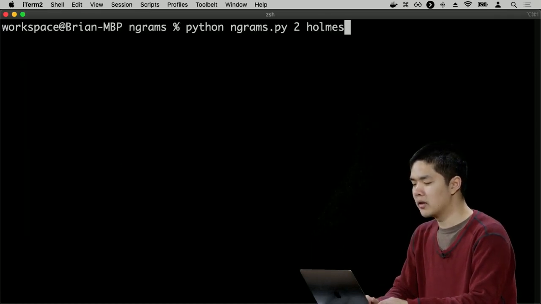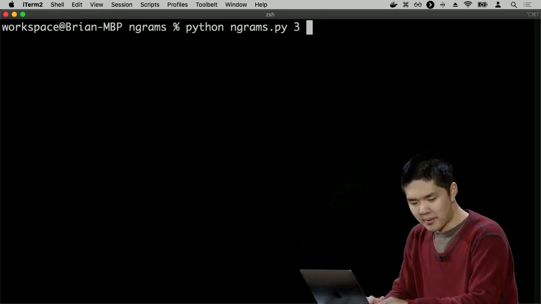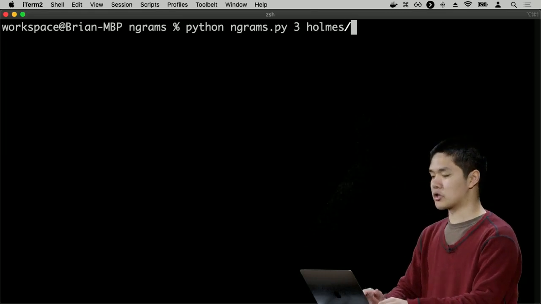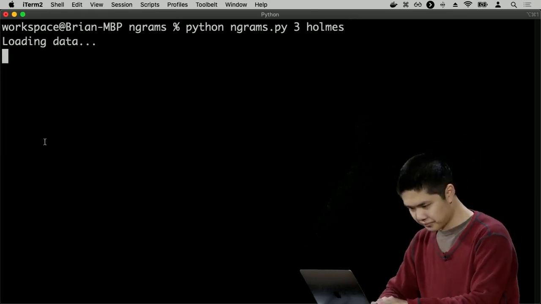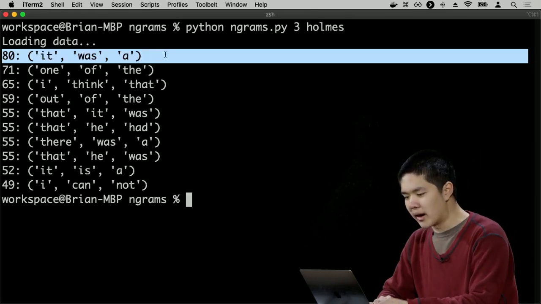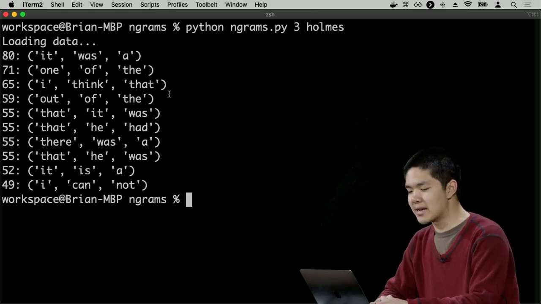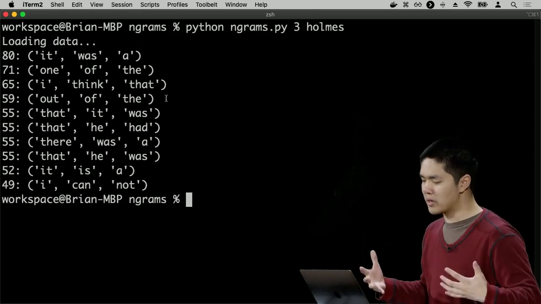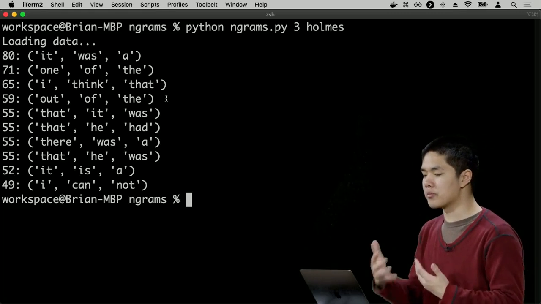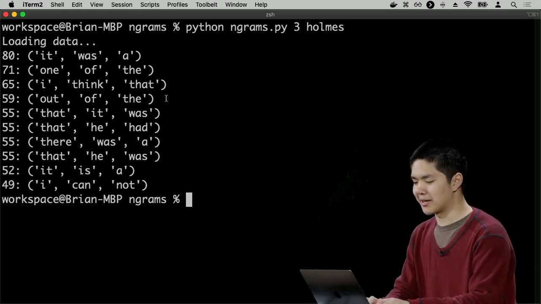And it probably is true across other corpuses as well, but we could only find out if we actually tested it. And now, just for good measure, let's try one more, maybe try 3, looking now for trigrams that happen to show up. And now we get like, it was one of the, I think that, out of the. These are sequences of 3 words now that happen to come up multiple times across this particular corpus.